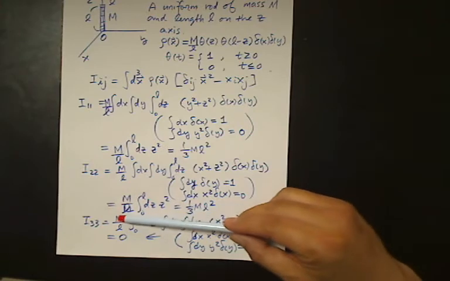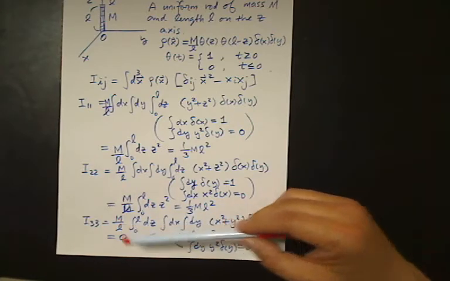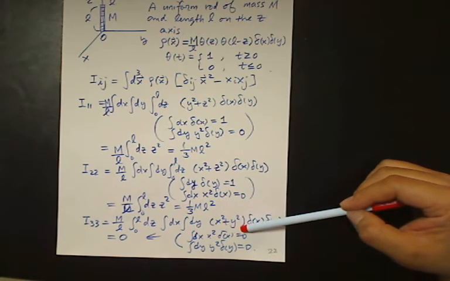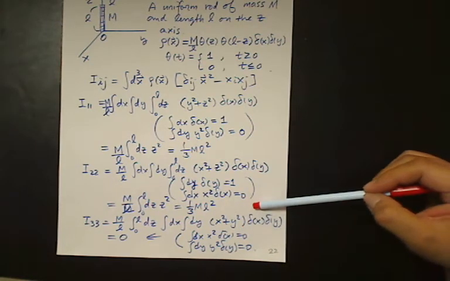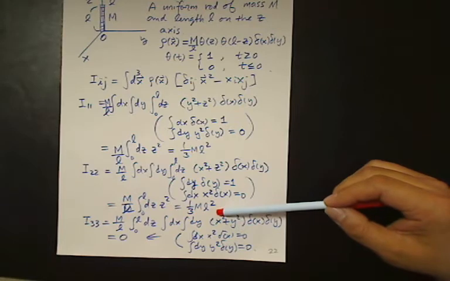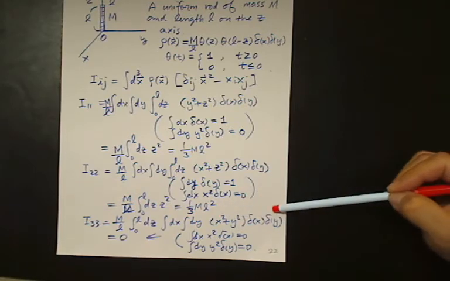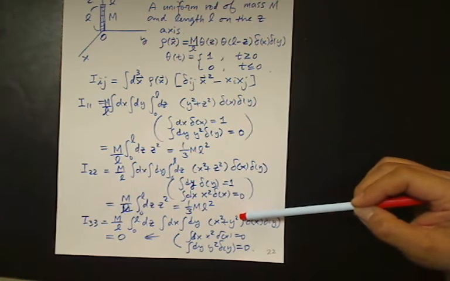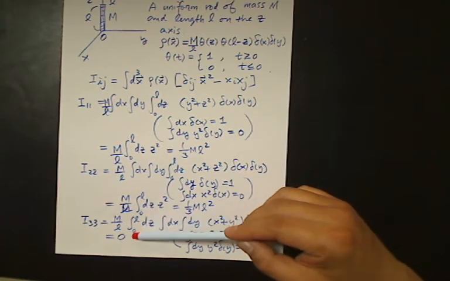What about the 3 component? 3 component has the integrand x squared plus y squared. Because of this Dirac delta function, x squared disappears. Dirac delta function for y, this kills the y squared contribution. Therefore, I33 is vanishing.